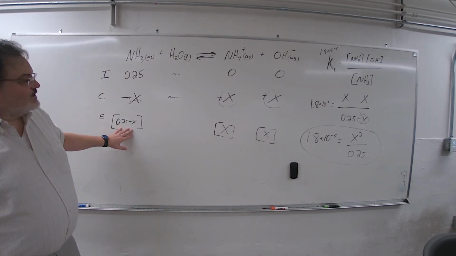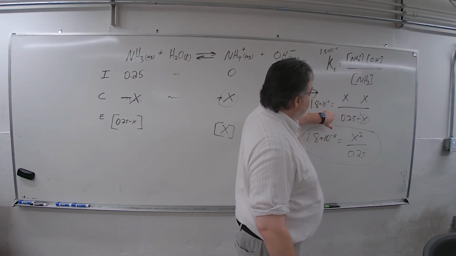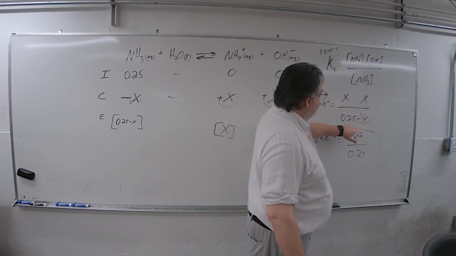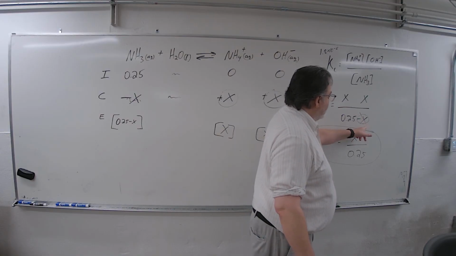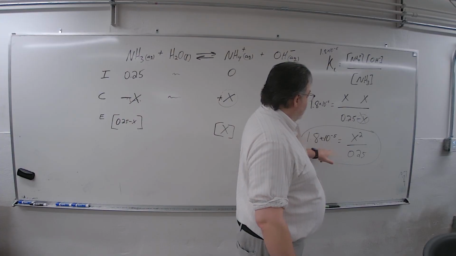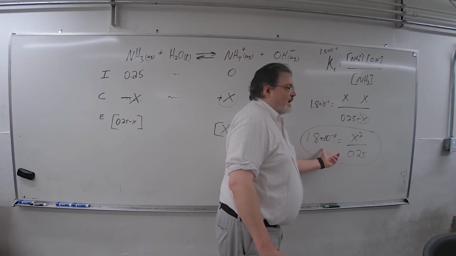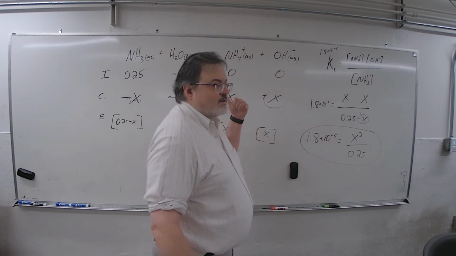So I took these values and plugged them into here, so we have this times this over this. This part can be neglected. I went ahead and turned this into x squared. So this is what you have. Multiply both sides by 0.25, and then take the square root, and you've got the x.